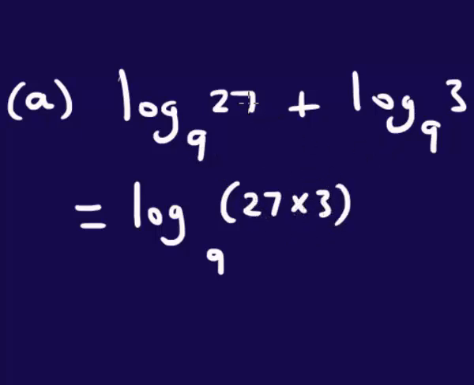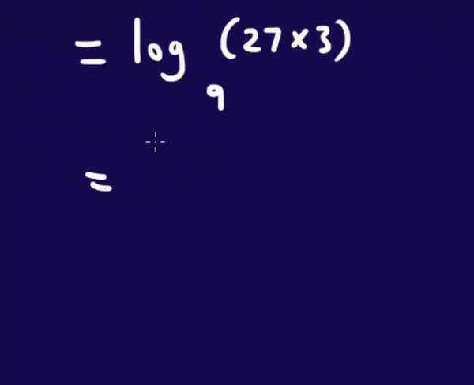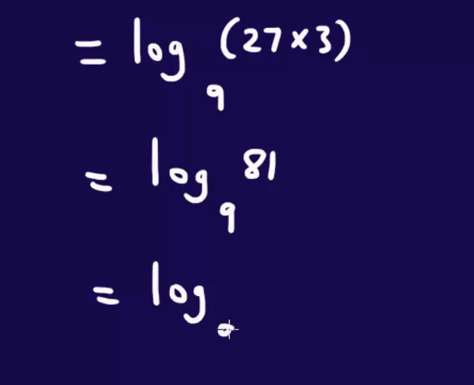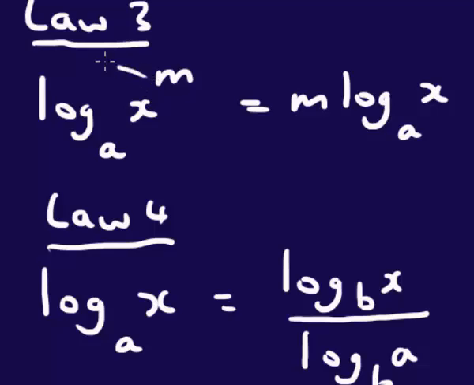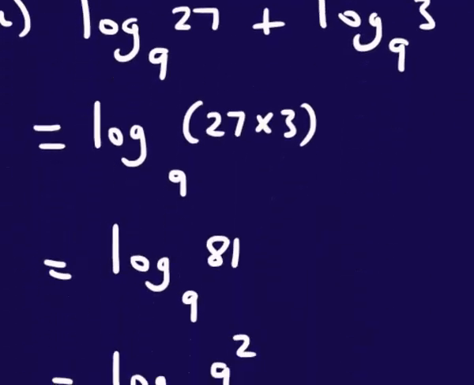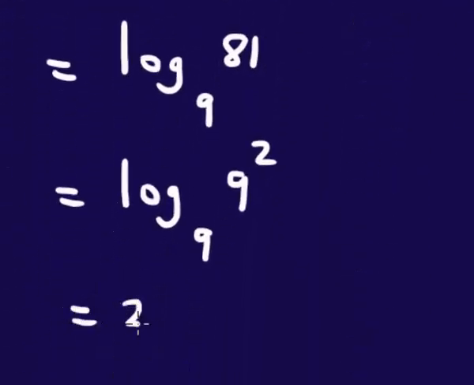In other words, if the base is the same and you're adding the logs, you can write one log and multiply. This is quite fun, because this equals the log to base 9 of 81. Now, watch this. The log to base 9 of 81 is 9 squared. If I look at the third law of logs, it says you can bring that exponent down. So if we apply that, we can bring the 2 down, and it gives us log 9 to base 9.